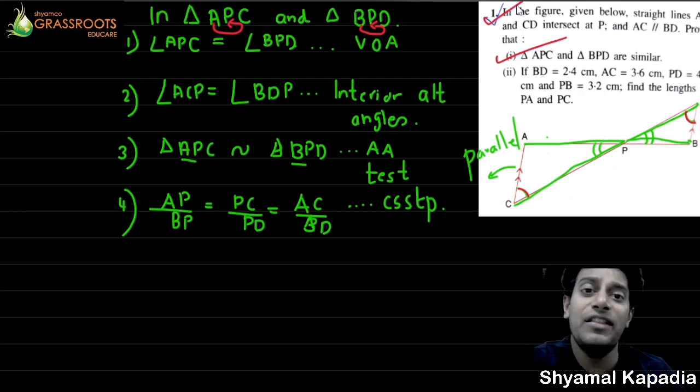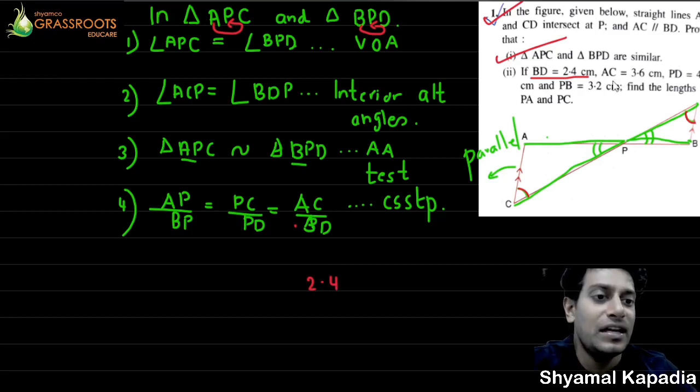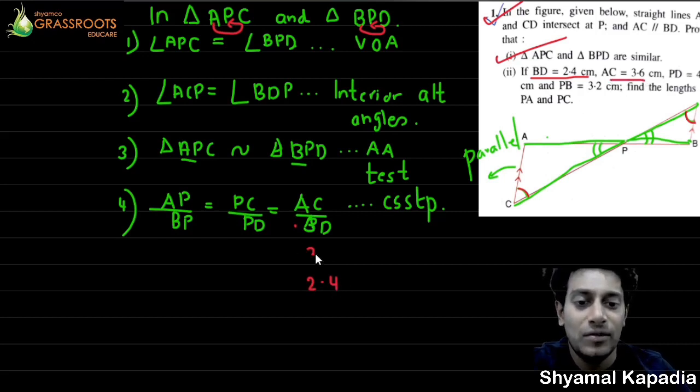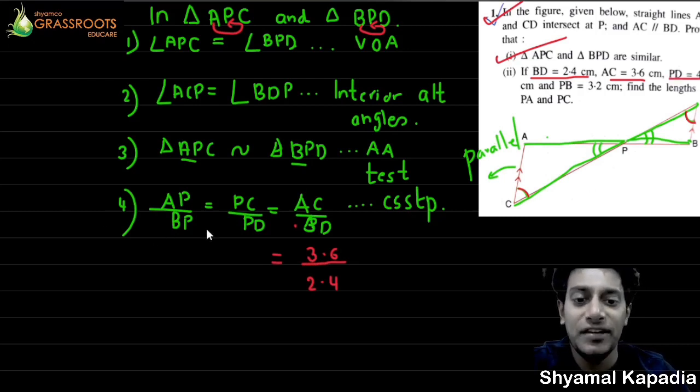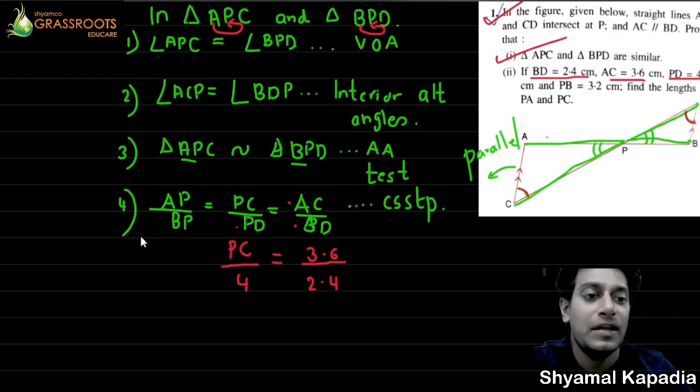Okay. Now they have given the values. All you have to do is substitute the values. Come on. The first value BD is 2.4. Please substitute. Where is BD? Here it is. I am making a dot. 2.4. Then AC is 3.6. Okay, 3.6. This is upon. Then PD is 4. Where is PD? Here it is. Look, I am making dots. 4. PC you have to find out. And last PB is 3.2. PB here 3.2. AP you have to find out.